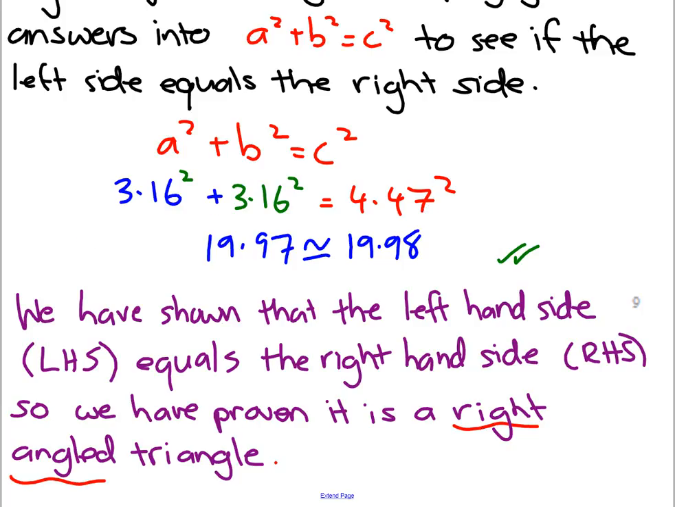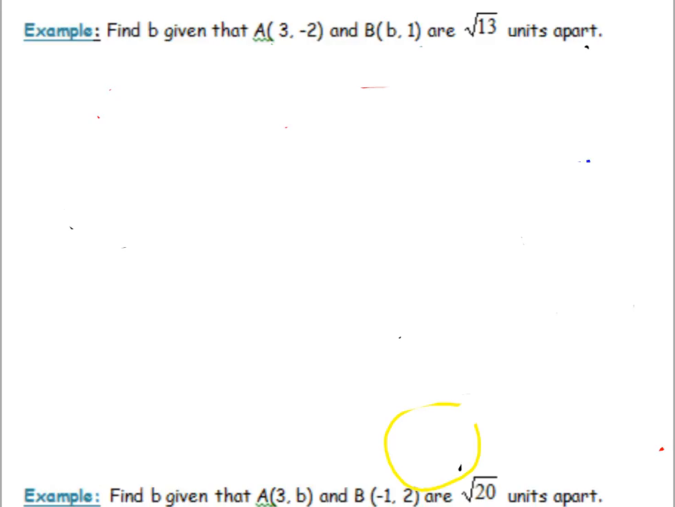Let's do some more trickier ones on this last page. I think it is the last page. Yes, it is. So find b, given that the coordinate of A is (3, -2) and the coordinate of B is (b, -1), so we don't know what b is. And these two coordinates are this distance apart. So they've given us the distance, and they want us to go back and solve. Using the distance formula, they want us to go backwards and solve for b.